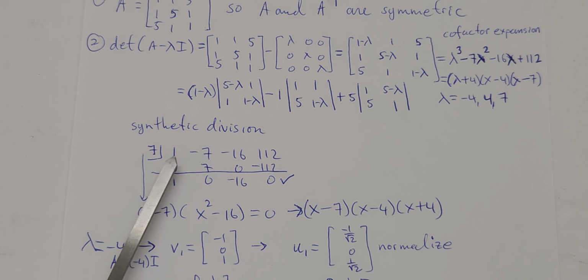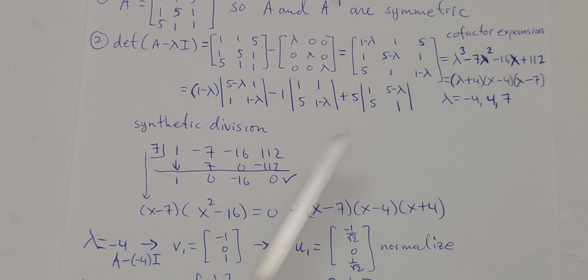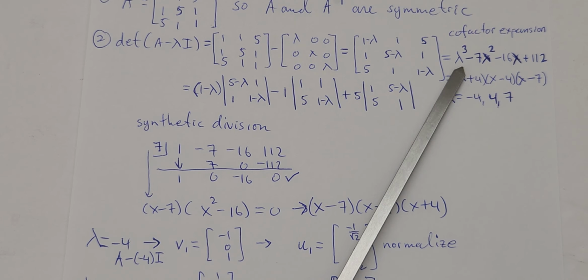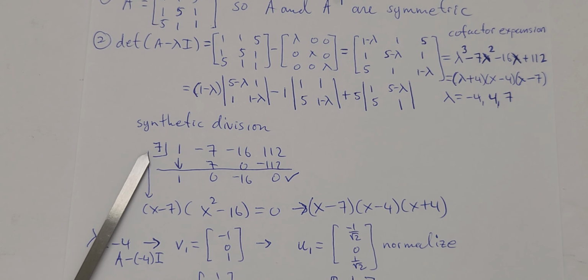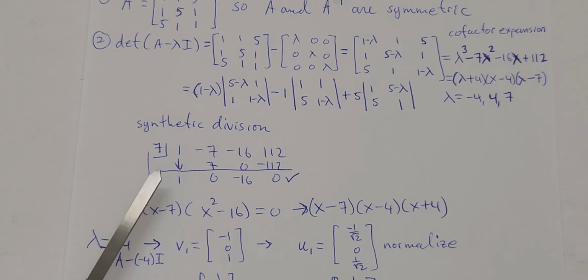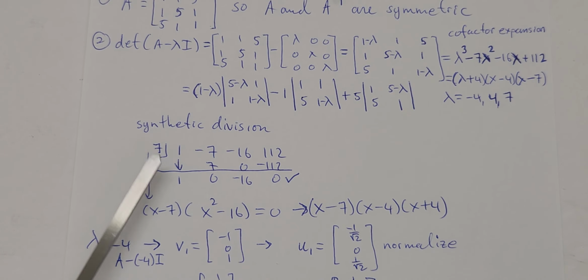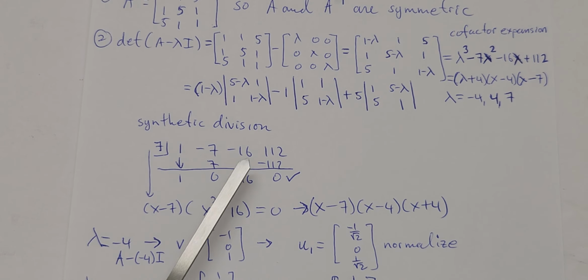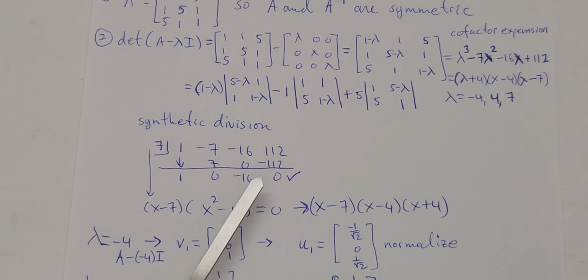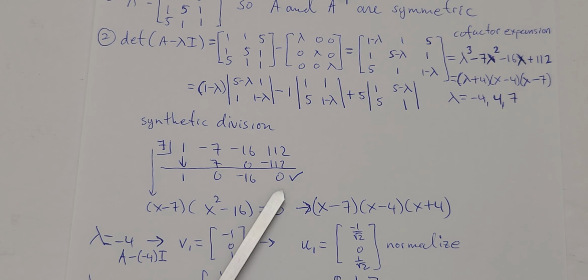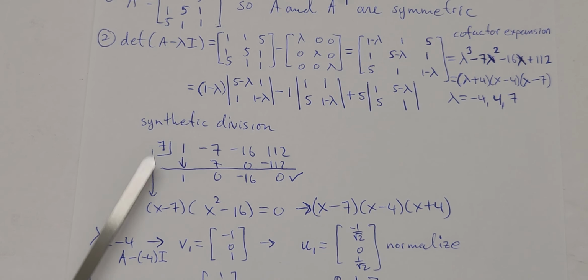So I'm just going to do 1, minus 7, minus 16, 112, using the coefficients right here. After that, I'm going to use 7 because 7 will give me my factor. So 7, bring down the 1. 7 times 1 gives me 7, subtract gives me 0. 7 times 0 is 0, subtract gives me negative 16. 7 times negative 16 gives me negative 112. Subtract gives me 0. If this right here is a 0, then we know that 7 is a factor.